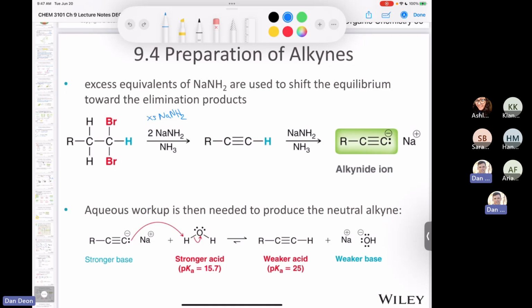Now, you know that this proton has a pKa equal to 25. So you know that if you're using excess sodium amide, it's going to deprotonate that to take you all the way to the alkynide. So what do you have to do? You're going to have to put water in the reaction mixture after, in order to put a proton on the end of the alkynide to restore neutrality to the molecule.